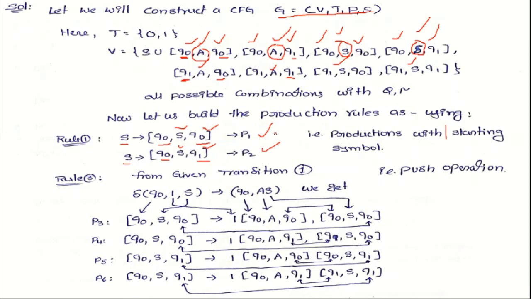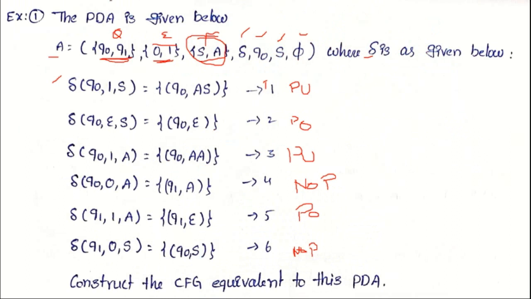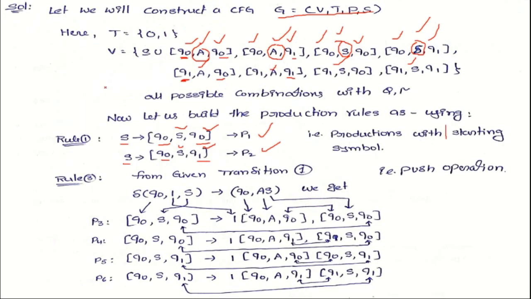So next, now we consider each and every transition from the given pushdown automata and then translate to their equivalent production rules. So from first transition, that is delta of Q naught comma 1 comma S equals Q naught comma AS. Now we consider this transition rule and then try to find their equivalent production rules by using the above algorithm. So here we are performing the push operation and the given PDA contains totally 2 states. So that's why in push operation there is a chance to get 4 production rules.